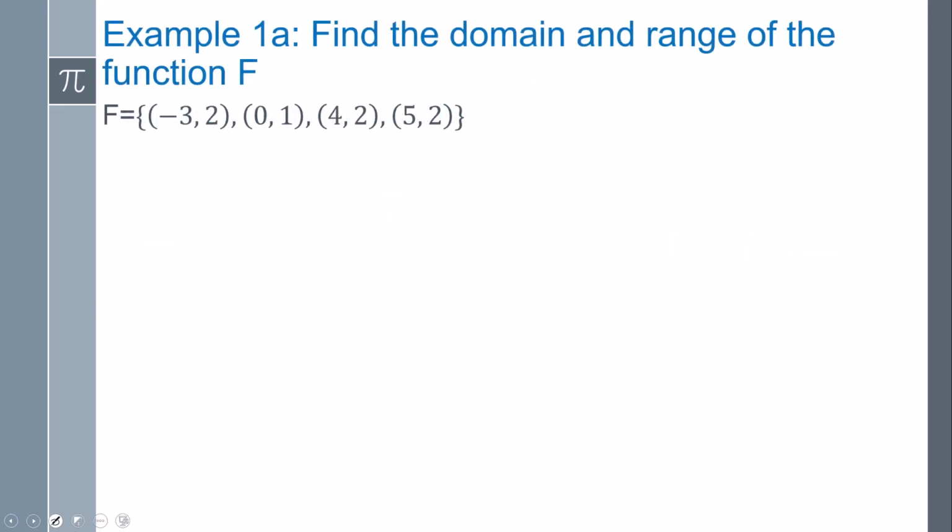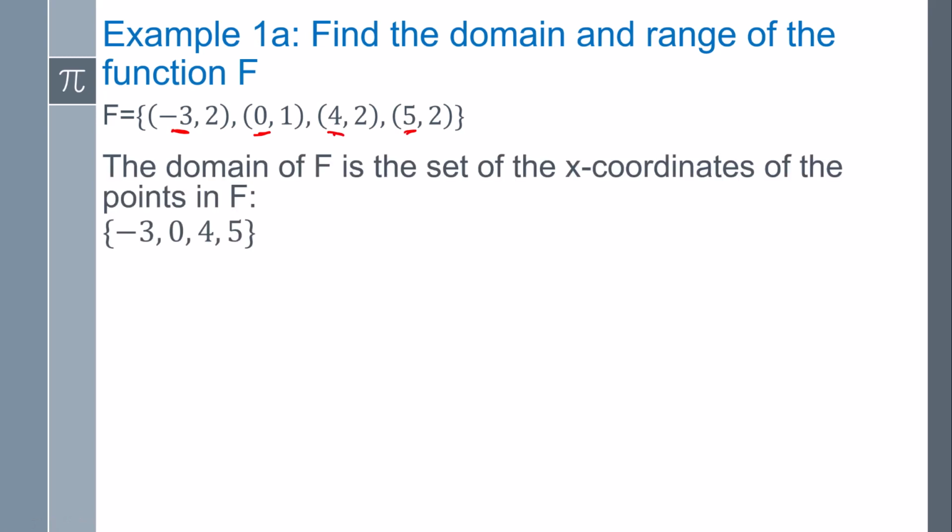Now, we can look at it very simply. What if we have a set of points? If the domain is just the x values, then our domain is just going to be those x values there. And so we list it. We use the roster method, where we're just listing them, and I list those individual x values: -3, 0, 4, and 5. And then for the range, we look at the y values.